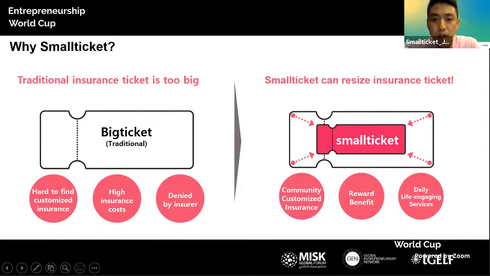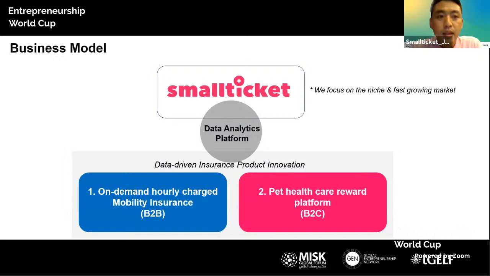So what we can offer is we can resize the insurance ticket to a small ticket, meaning that we provide community customized insurance products and we reward the benefit to the customer. And also we provide daily life engaging services to the customer. This is our business model. We focus on a niche and fast growing market based on our data analytics platform. One is the on-demand hourly charged mobility insurance for the B2B market. Second, the pet healthcare reward platform for the B2C market.